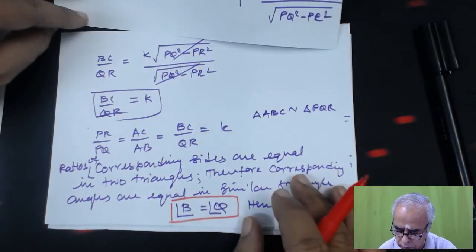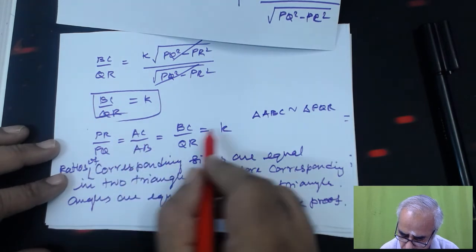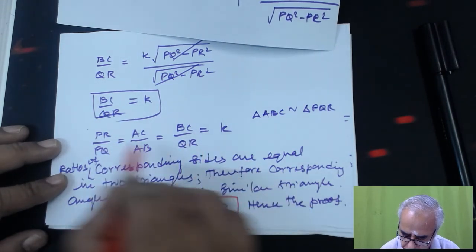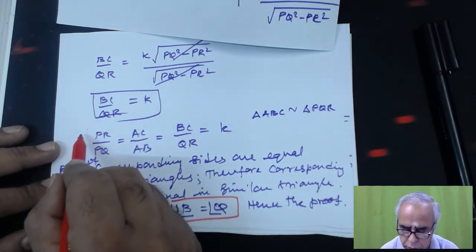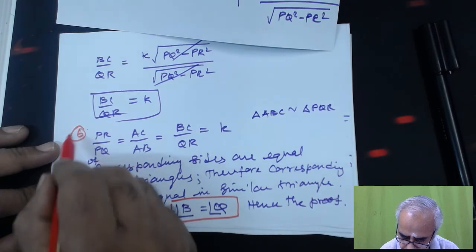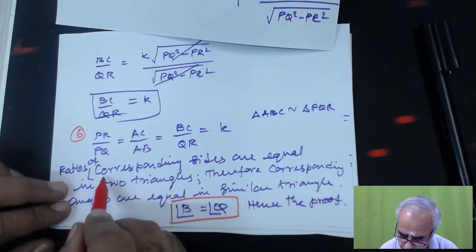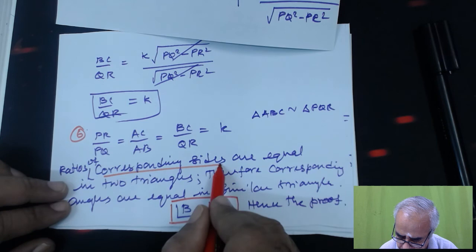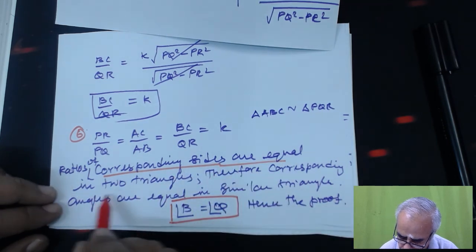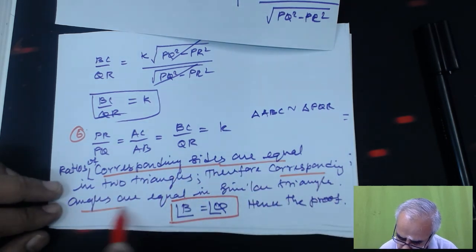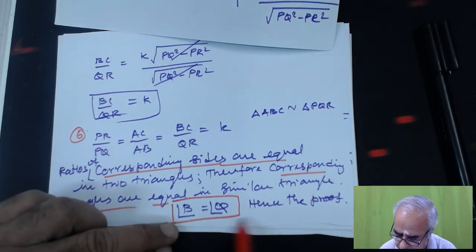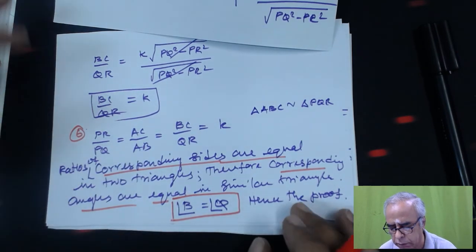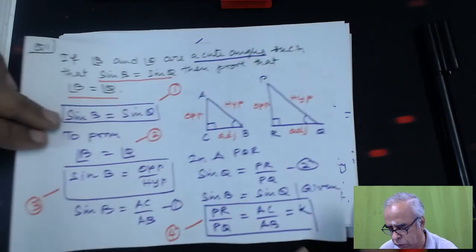And once all these side ratios are equal, the corresponding side ratios are equal, based on that we have proved that the corresponding angles are equal. Based on that, B is equal to Q. That is why the proof is given here. Are you able to understand?